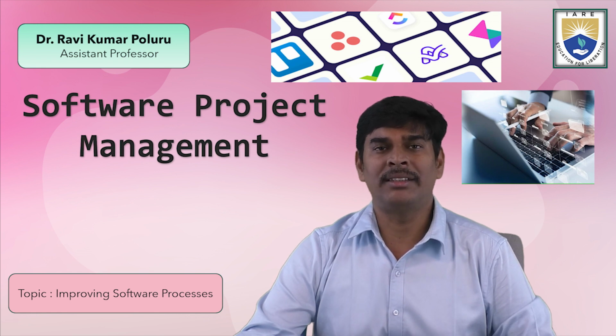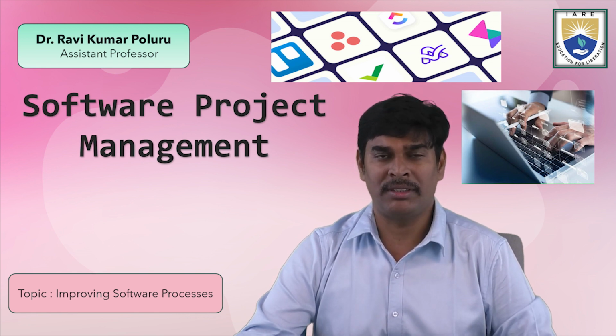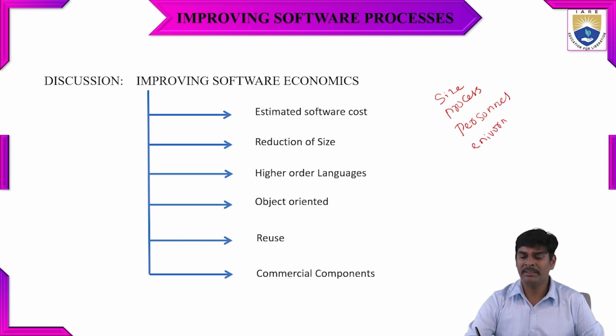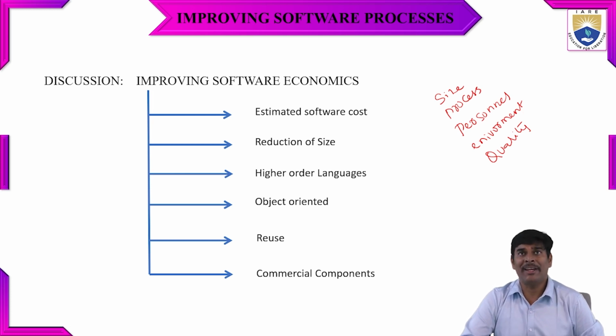So today's topic is improving software processes. Previously we have discussed improving software economics. We know that there are 5 metrics. The first one is size. Next one is process. Next one is personnel. Next one is environment. The last one is quality. So these are the 5 metrics which are used in improving the software economics.